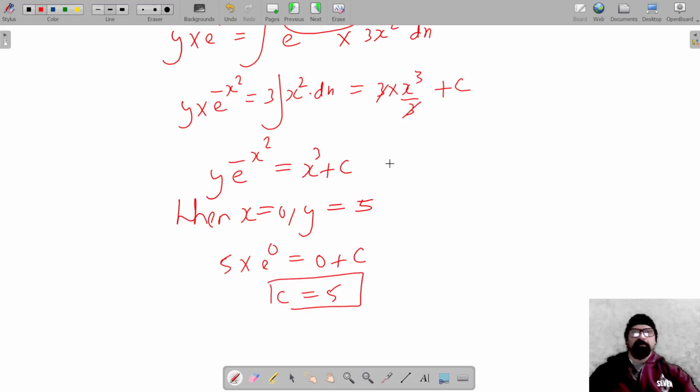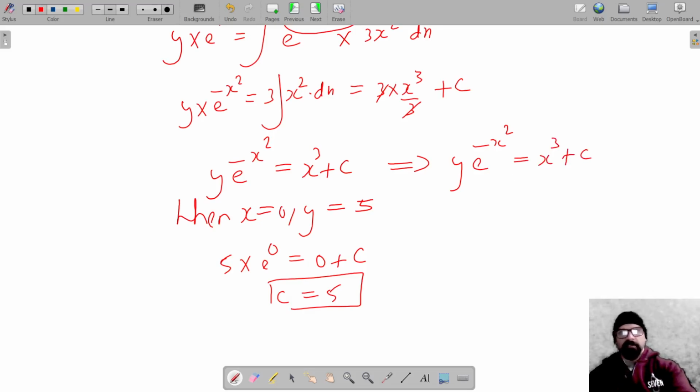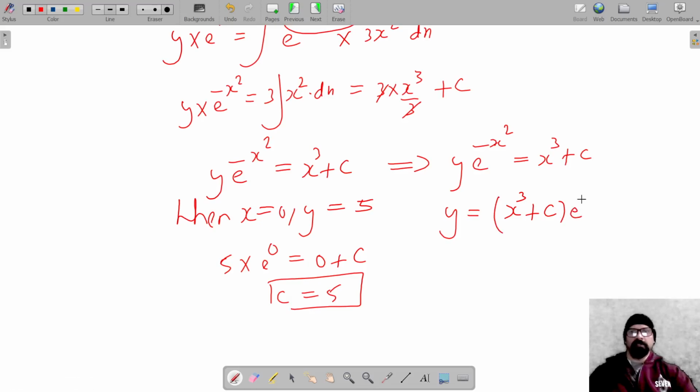So c is equal to 5, and now finally our particular solution is y into e raised to the power negative x² equal to x³ plus 5. This is the particular solution. I can also write it as y equal to, if I take this to the other side, this becomes positive, so x³ plus c into e raised to the power x². This could also be the solution. So y is equal to x³ plus 5 into e raised to the power x².